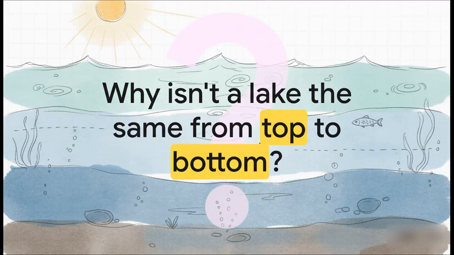So that brings us right to the big question. Why isn't a lake just, well, a lake? Why does it have all these different zones? The answer, it turns out, reveals this hidden ecosystem, shaped by invisible forces like sunlight, temperature, and oxygen that create totally unique neighborhoods for all kinds of aquatic life.